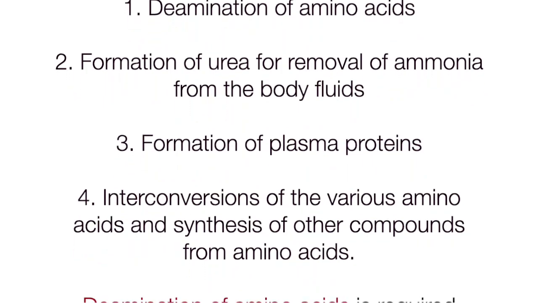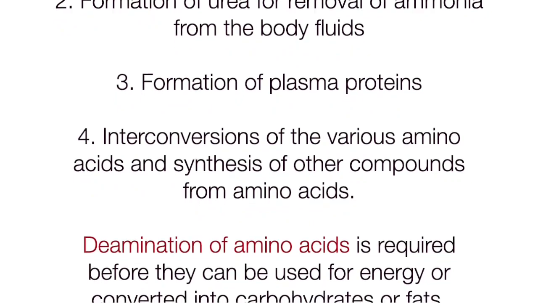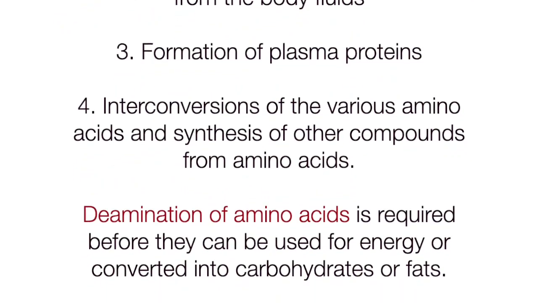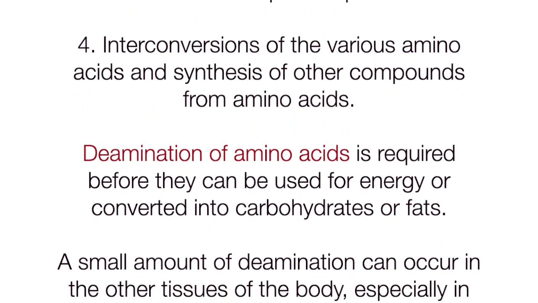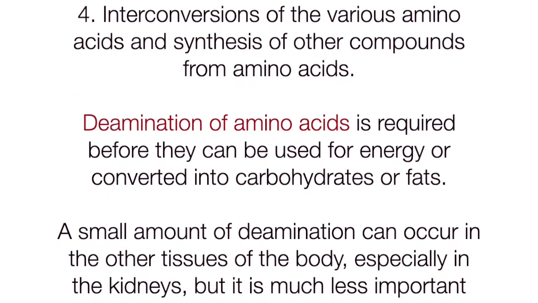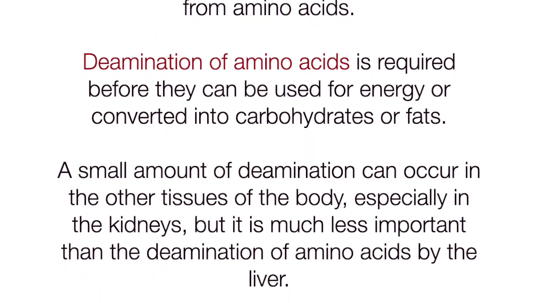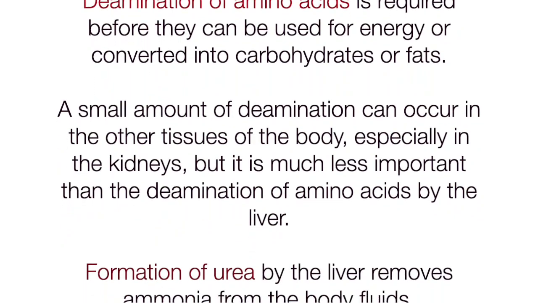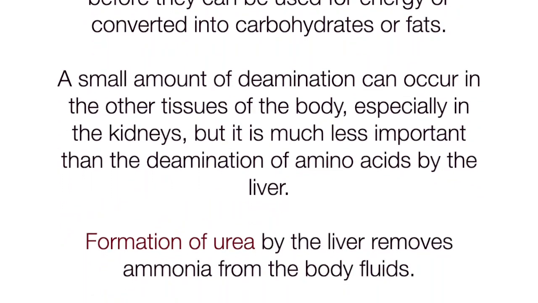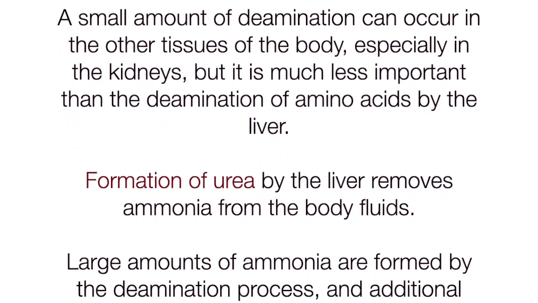Deamination of amino acids is required before they can be used for energy or converted into carbohydrates or fats. A small amount of deamination can occur in the other tissues of the body, especially in the kidneys, but it is much less important than the deamination of amino acids by the liver. Formation of urea by the liver removes ammonia from the body fluids.